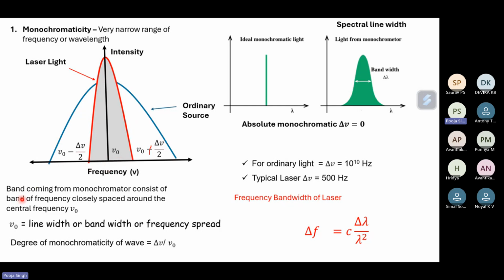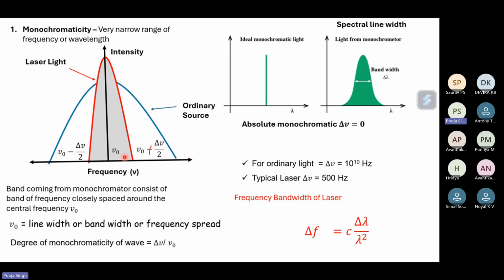Okay, so now the band which is coming from the monochromator consists of a band of frequencies which are closely spaced around the central frequency. Okay, and this delta nu is also called the line width, bandwidth, or frequency spread.